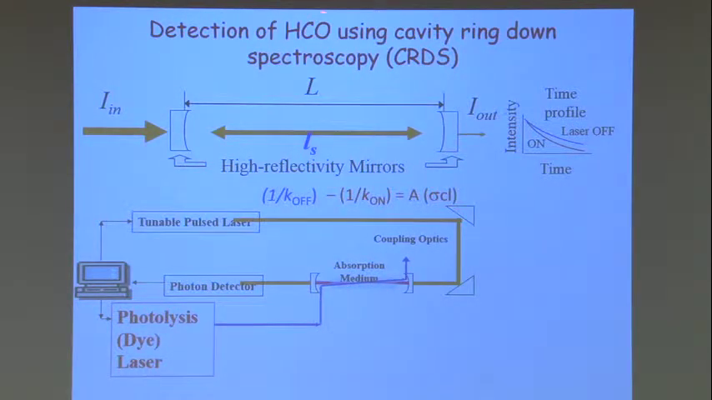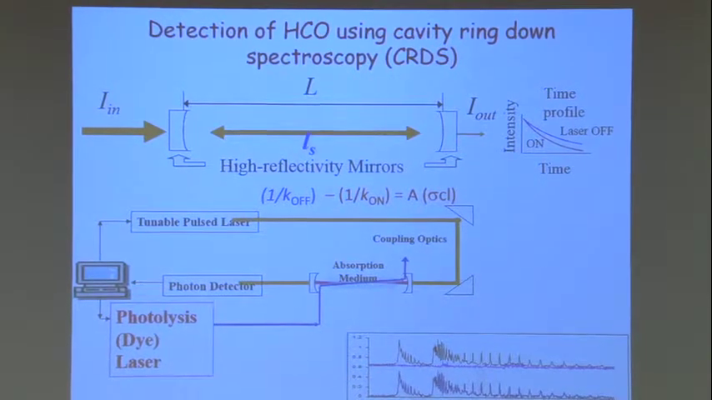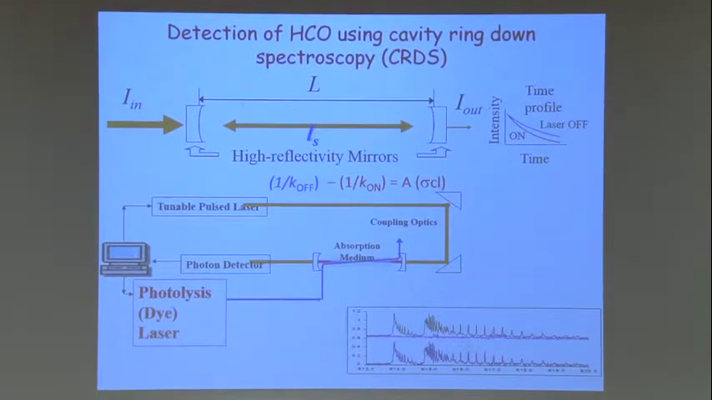And in this case, it's been used to look at HCO. And there's the absorption spectrum of HCO. It absorbs in the 600 nanometer region, and you just pick one of these wavelengths for this tunable pulse laser here. And so this is a very sensitive technique using what's called cavity ring down. And later on, we'll have a look at an alternative way of doing this using what's called cavity enhanced absorption.